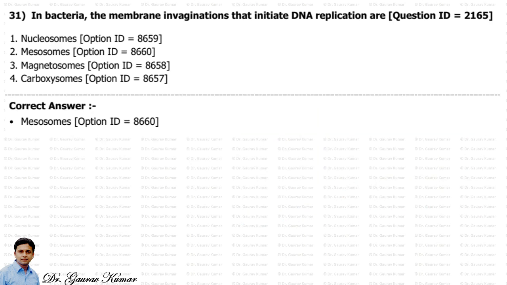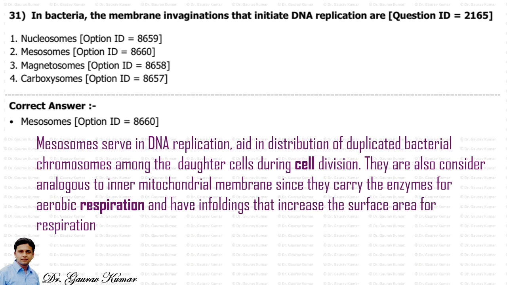Next question, in bacteria the membrane invagination that initiates DNA replication are, so the answer is mesosome. Mesosomes serve in DNA replication, aid in distribution of duplicated bacterial chromosome among the daughter cells during cell division. They are also considered analogous to the inner mitochondrial membrane since they carry the enzymes for aerobic respiration and have enfoldings that increase the surface area for respiration.